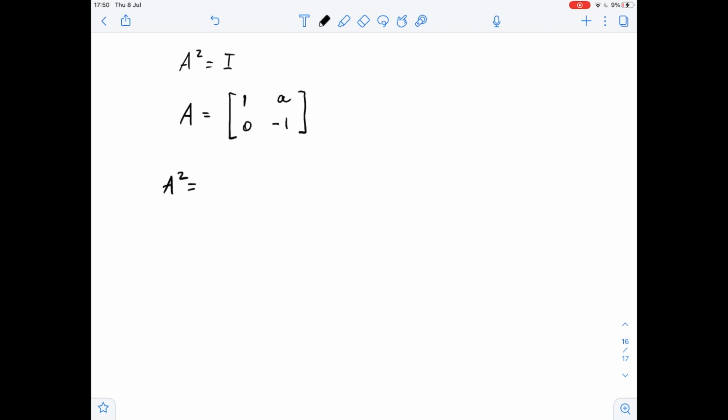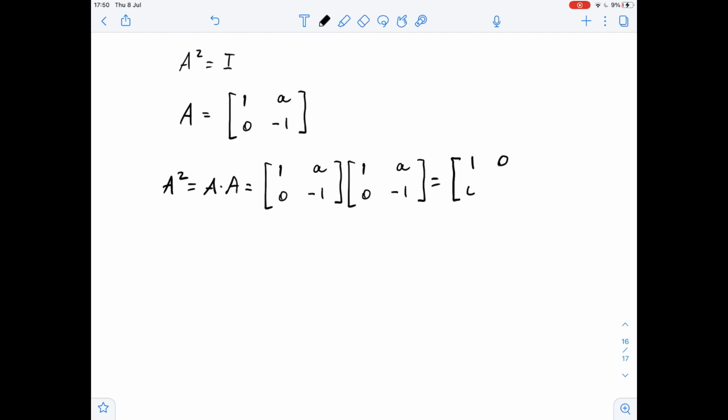Then A squared equals A times A, so matrix A multiplied by matrix A. So let's find the product matrix. We get 1 times 1 plus a times 0, so it's 1. Then 1 times a minus 1 times a plus a times negative 1, so it's 0. Here we get 0 times 1 minus 1 times 0, so it's 0. 0 times a minus 1 times negative 1, it's 1. So as we can see, this equals the identity matrix.